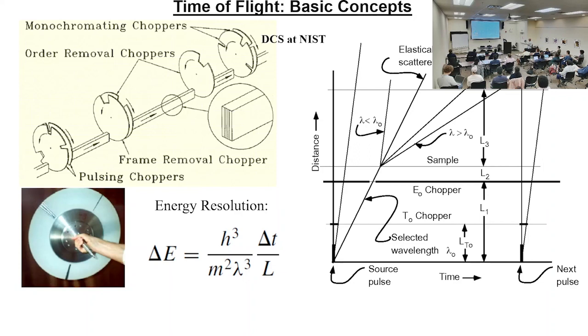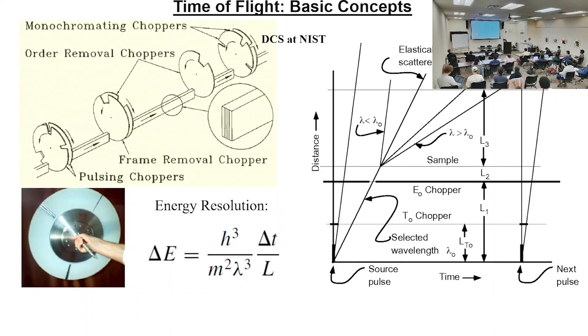Then you have frame removal and order removal choppers. What they do, basically, is remove some of the contaminants from the neutron wavelengths. Then finally, you have monochromatic choppers, and after that, we have a very fine monochromatized neutron beam. So energy resolution for this is given by this equation here. As you can see, it's equal to W. So if you want to achieve higher energy resolution, you have to use longer wavelength neutrons, right?